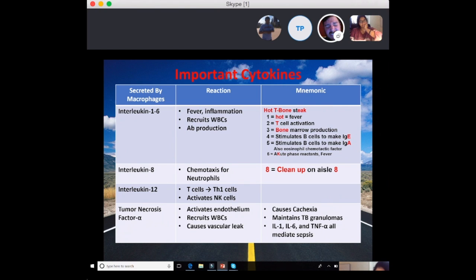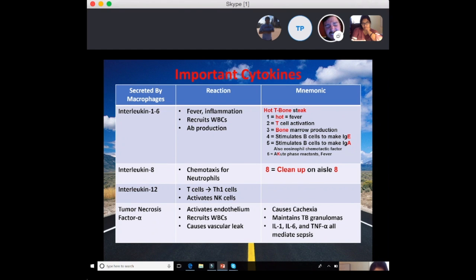The reason that's important is because I think UWorld or First Aid has a question where they'll have an HIV patient who has lost 40 pounds in 6 months, and they'll ask which of these cytokines is responsible for this patient's wasting syndrome? Boom.